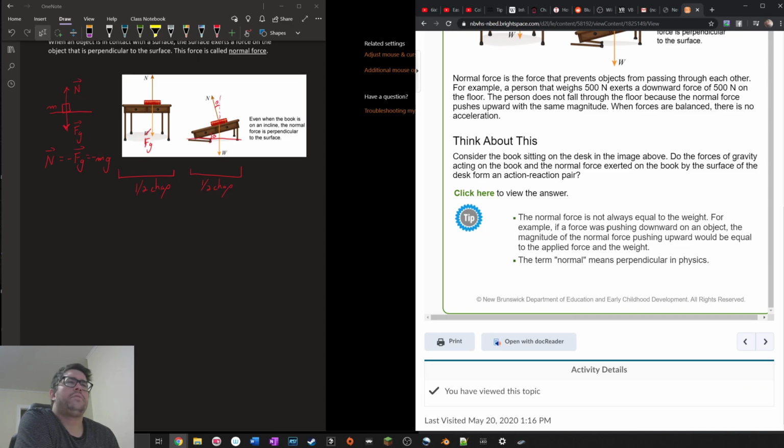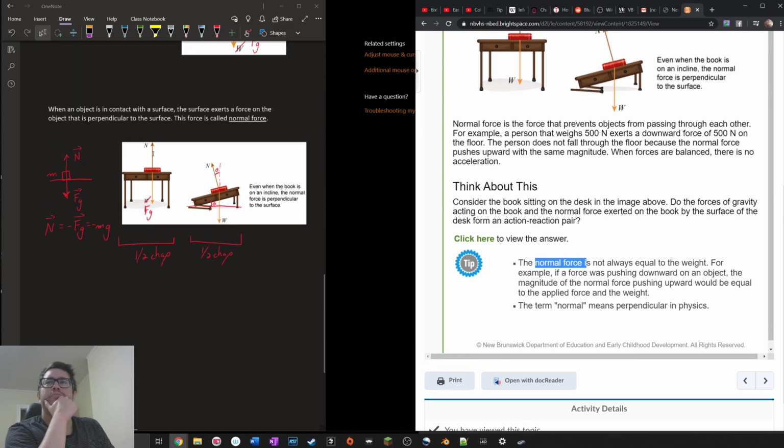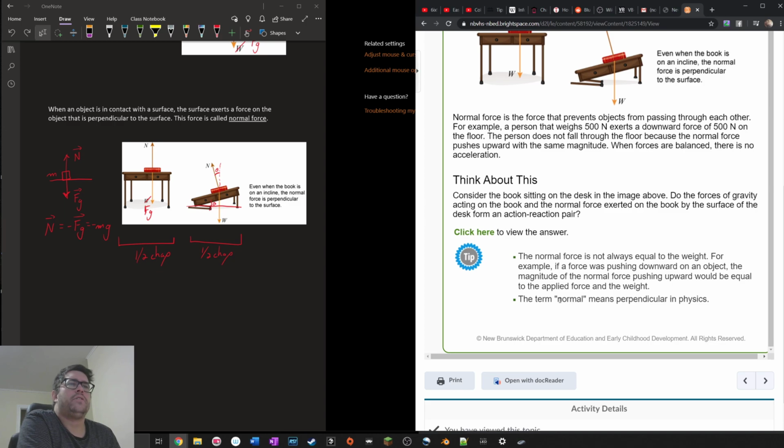Not always equal to weight. Force pushing downward on an object. So basically the normal force also says if I push down on this book right here with my hands, then it increases the N by the table on the book. So if I push it down or if I sit on it, then the normal force also increases. Normal means perpendicular in physics.